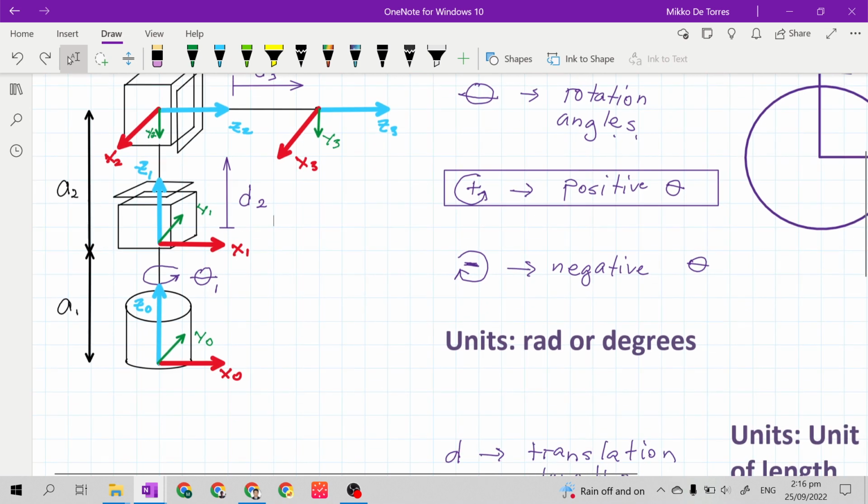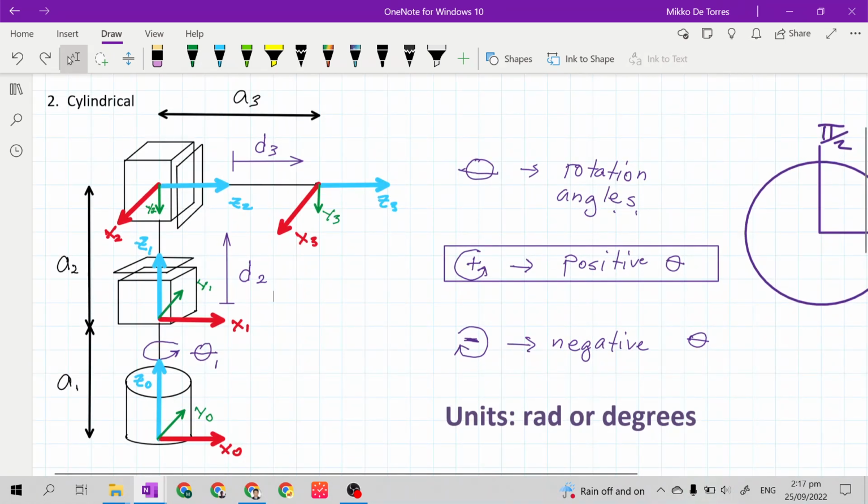I hope you understand, and try to practice the frame assignments for the cylindrical manipulator. For the next series of these videos, I will also do the frame assignments for the spherical manipulator, articulated manipulator, SCARA manipulator, and Cartesian manipulator. Okay.